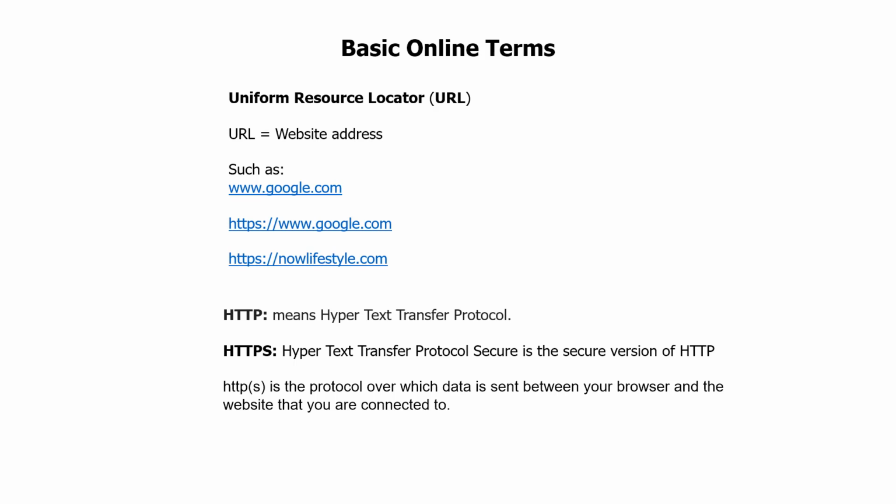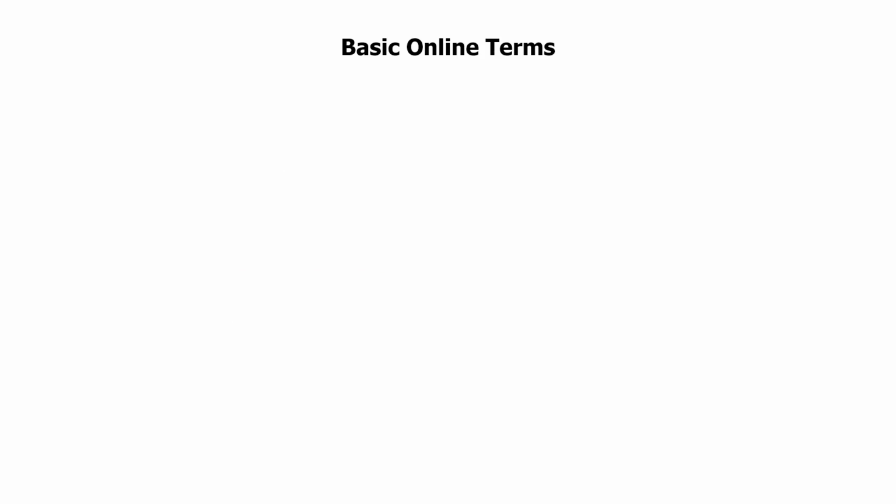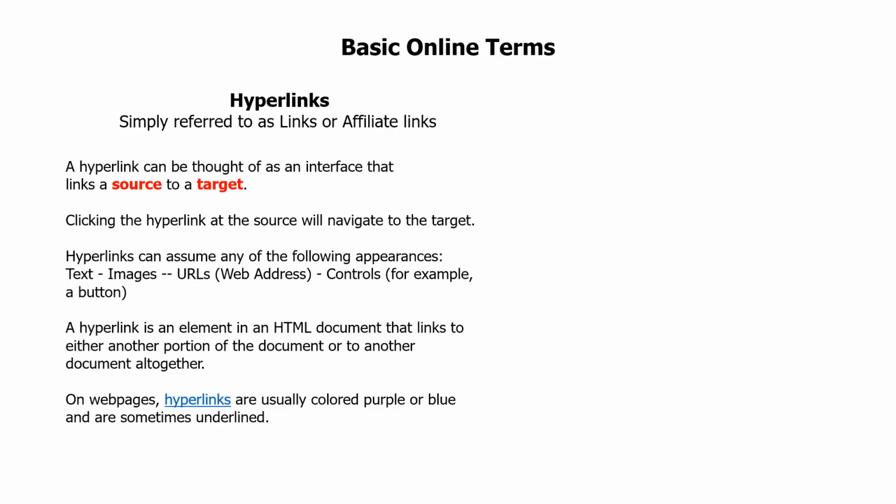You want to make sure that that is secure, and that's just again, the technical stuff goes on behind the scenes, but it just makes sure that all of the transmissions between the website and your form and whatever are encrypted and secure, so that somebody can't steal that information. Okay. Also, another term is hyperlinks, simply referred to as just links or affiliate links.